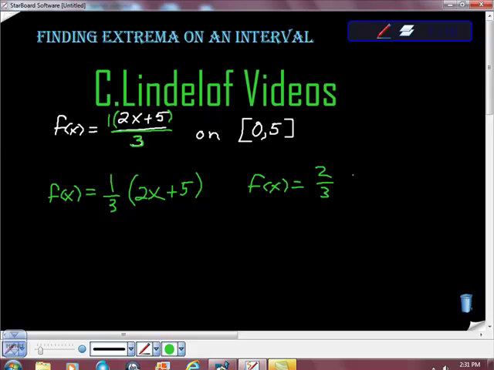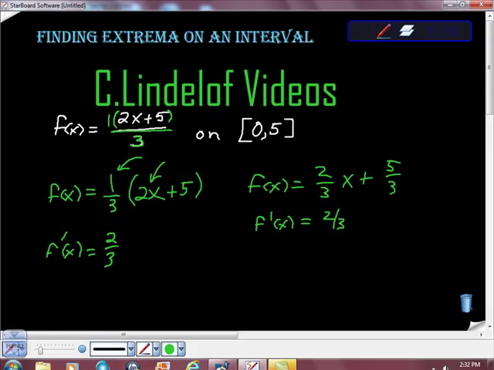2/3 x plus 5/3. If you did that and took the derivative here, you get f prime of x is equal to 2/3. If you did the same thing here, but you just took the derivative of the inside and multiplied it by this constant multiple, you'd get f prime of x is equal to 1/3 times 2, which of course is equal to 2/3. So in the case of finding extrema on an interval, there are no critical values here, and that's what your AP reader wants to know, and that's what your professor wants to know. In this case, no critical values, no critical numbers.